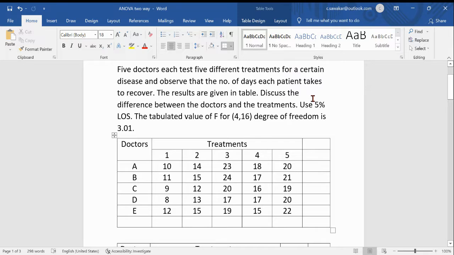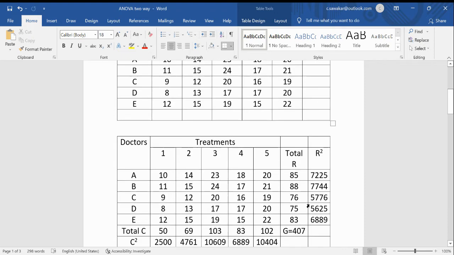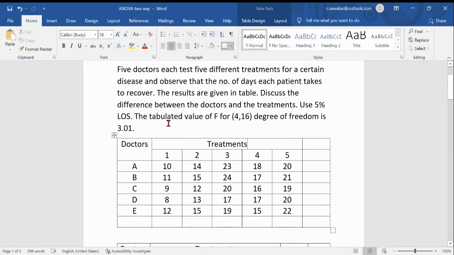Now, if it is coming for quite low marks, then one of the quite standard methods we can use is this. If the question is to find or discuss the difference between both factors, the first thing is setting the null hypothesis and the alternate hypothesis. The null hypothesis is that there is no significant difference between the doctors and the treatments. The alternate hypothesis is that there is a significant difference between the doctors and their treatments.